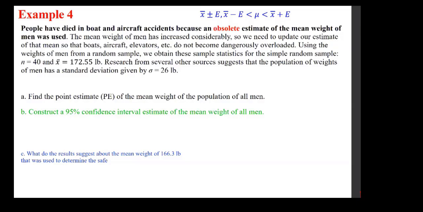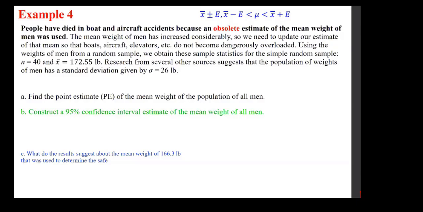do not become dangerously overloaded. Using the weights of men from a random sample, we obtained these sample statistics for the simple random sample: n equals 40, x mean equals 172.55 pounds. Research from several other sources suggests that the population of weights of men has a standard deviation given by sigma equals 26 pounds.